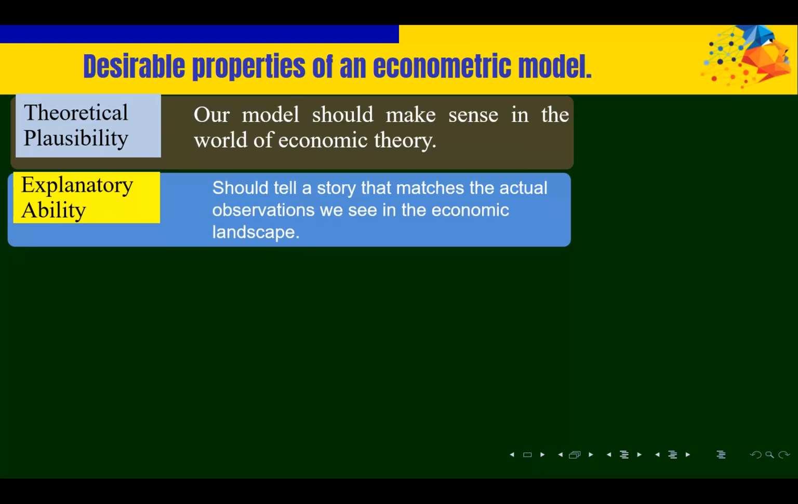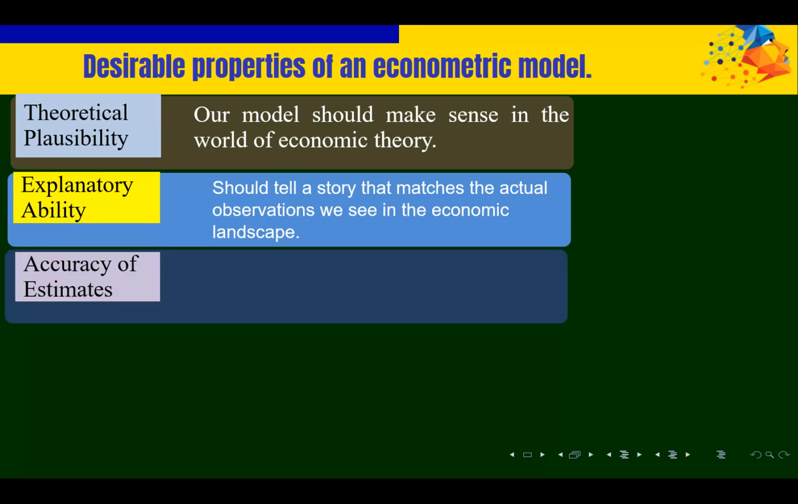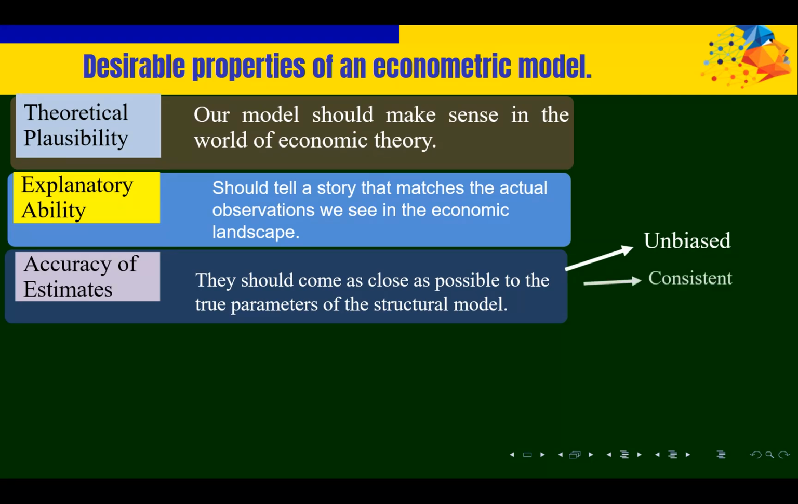3. Accuracy of parameter estimates. The estimates we get for the coefficients, those numbers we use in our model, should be accurate. They should come as close as possible to the true parameters of the structural model. We want them to be unbiased, consistent, and efficient, ensuring we're on the right track.